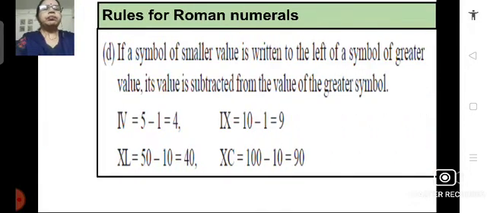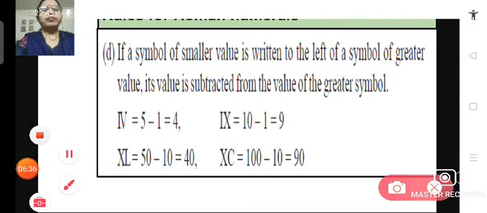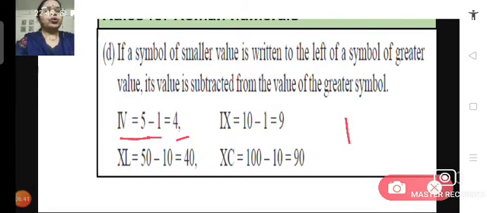D. If a symbol of smaller value is written to the left of a symbol of greater value, its value is subtracted from the value of the greater symbol. Suppose we write IV. I is of smaller value. It is written to the left of V. V is of greater value. That means I is subtracted from V. 1 is subtracted from 5. So we get 4. So 4 is written as IV.